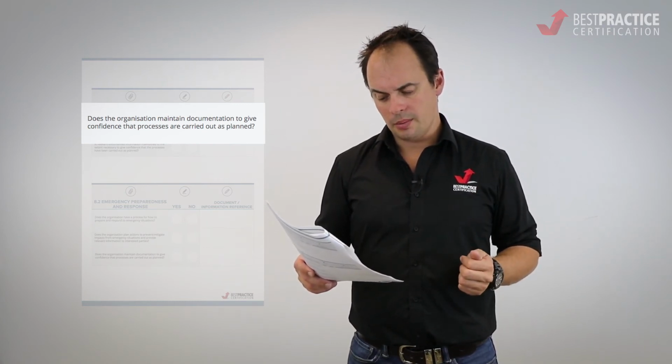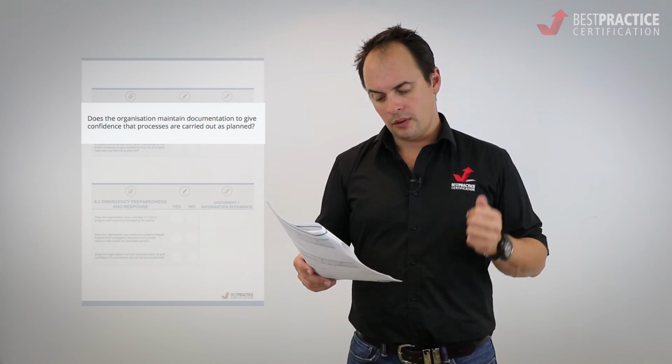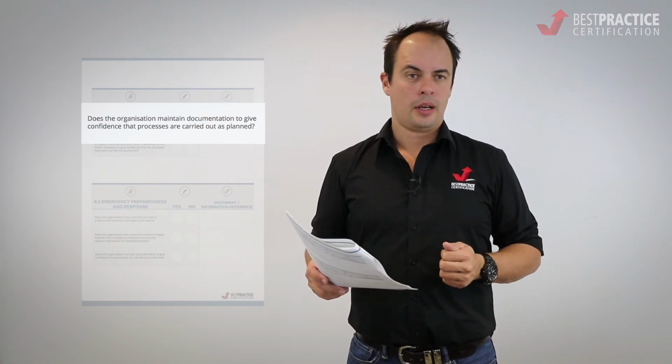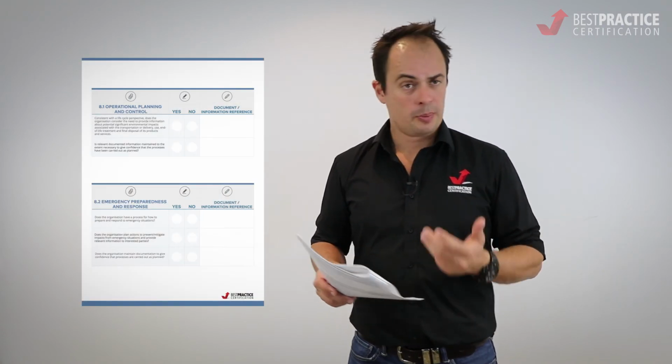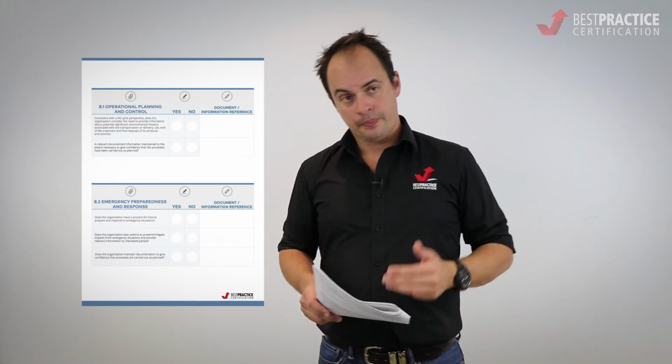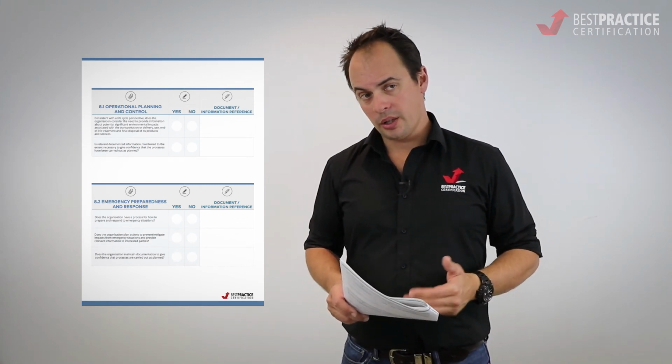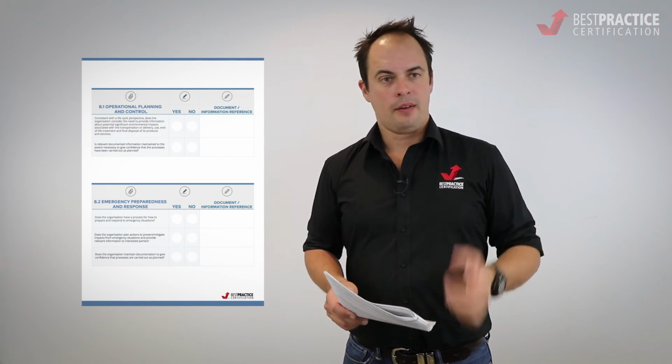And does the organisation maintain documentation to give confidence that processes are carried out as planned? That could be inspections, it could be audits of your emergency preparedness process so that you know you're ready and everything's up to date. Let's go now through section 9 of ISO 14001:2015.